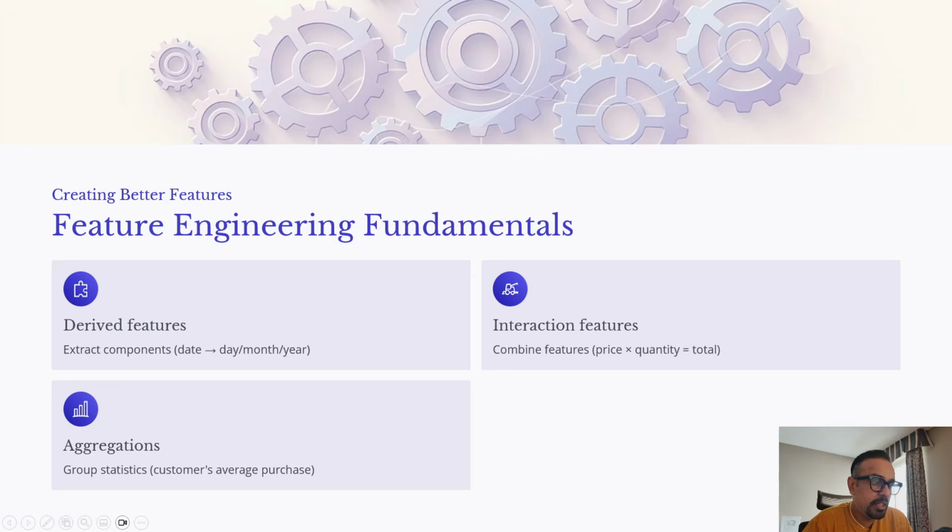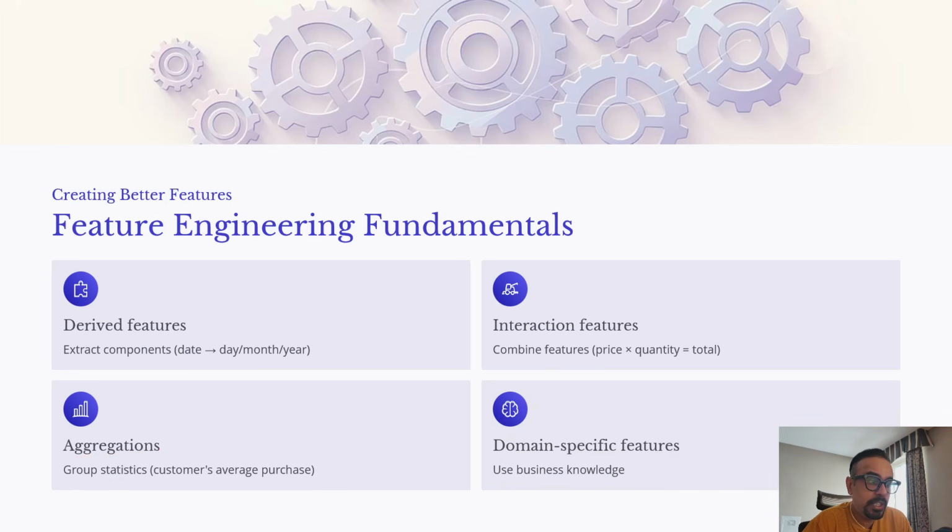Then aggregation computes statistics over grouped data. So for each customer, calculate their average purchase amount, total lifetime value, purchase frequency, or days since last purchase. For time series, create rolling averages. So that is where you are going to use aggregations, which is known as group statistics.